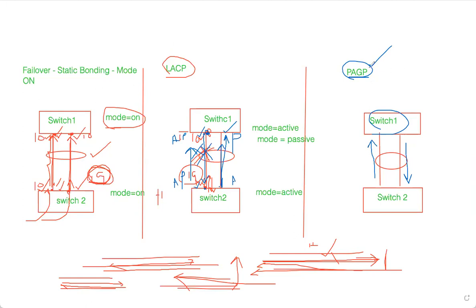So PAGP stands for Port Aggregation Protocol. LACP stands for Link Aggregation Control Protocol. That's again the book terms. But the concept they do is they negotiate between both sides. Even this protocol does negotiation on both sides. The speed and duplex will be negotiated. The modes are different on both sides. For example, on the PAGP, it could be desirable.